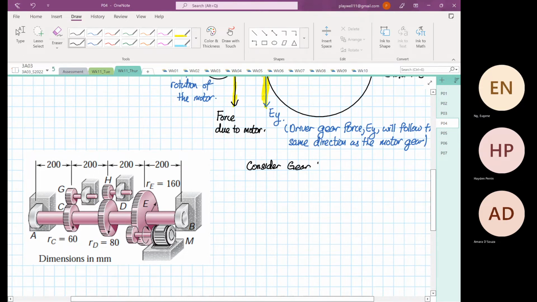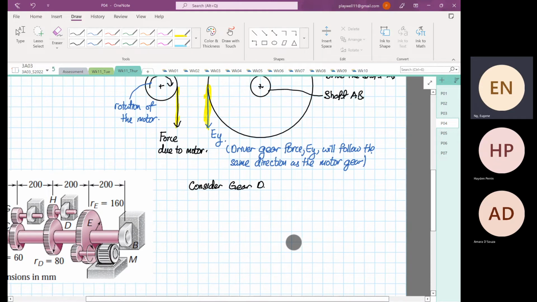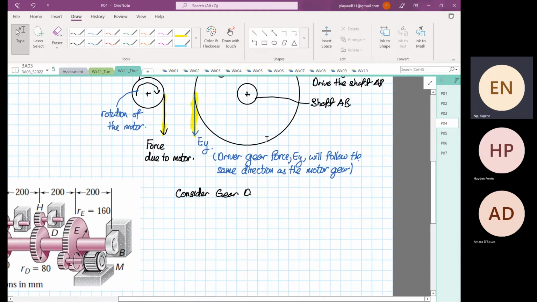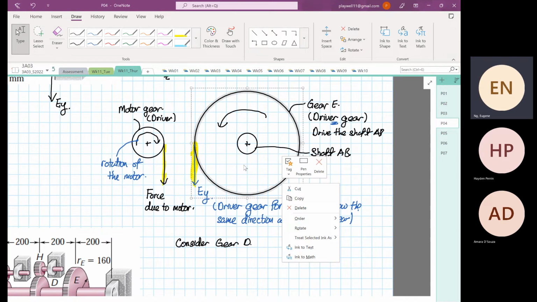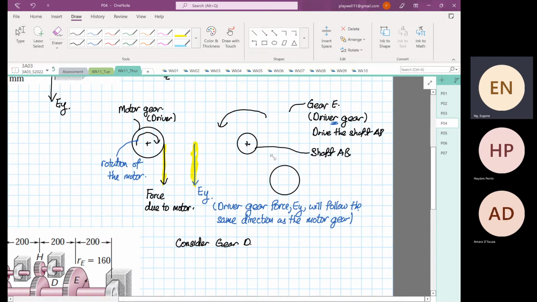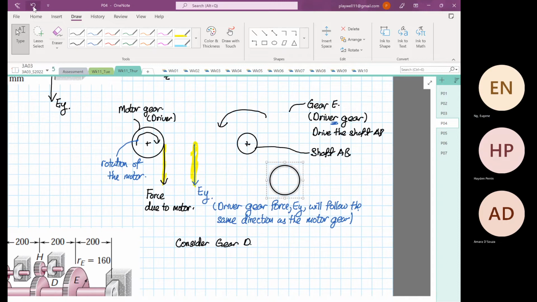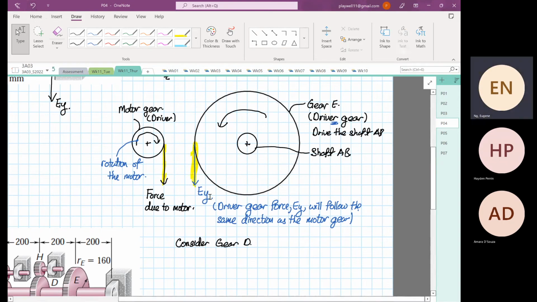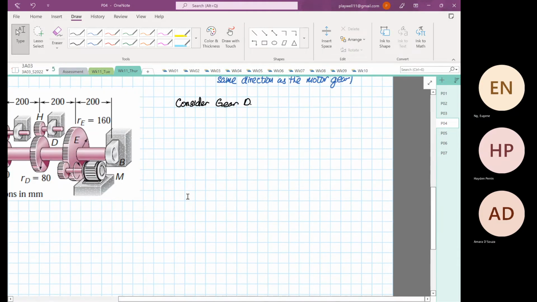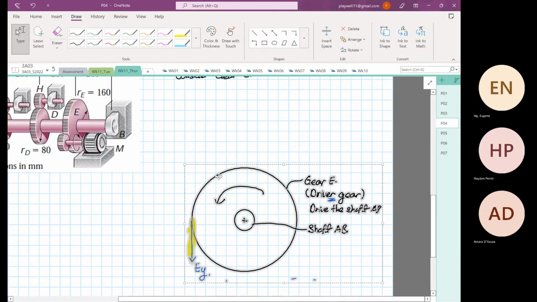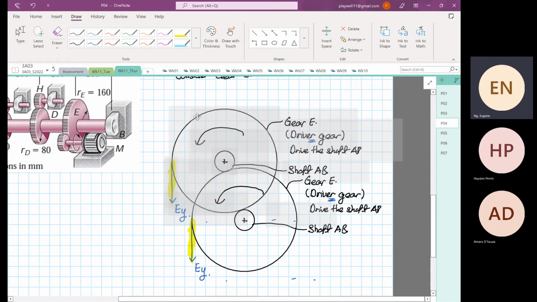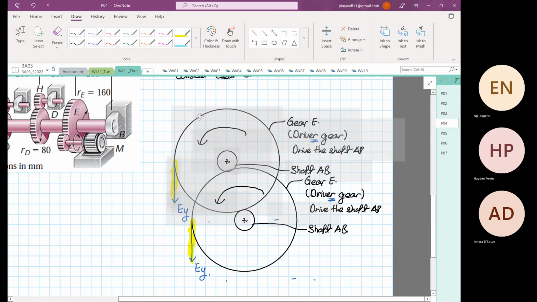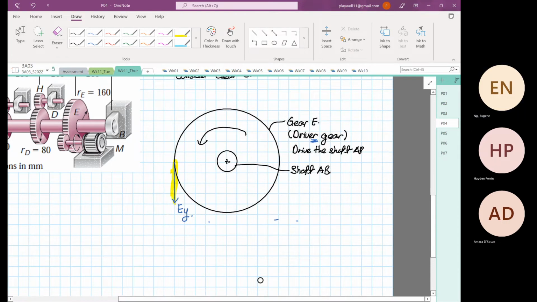Okay. So again, we have to look at the shaft AB. So I still have to copy this whole thing. Come on. Okay. I hope to copy this, which I think I could. Okay, we're in business.